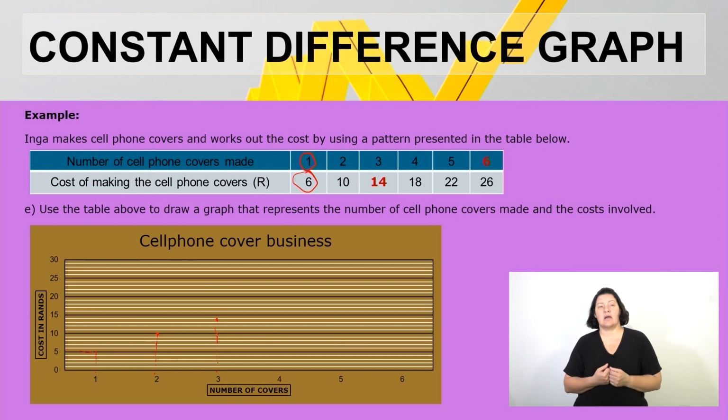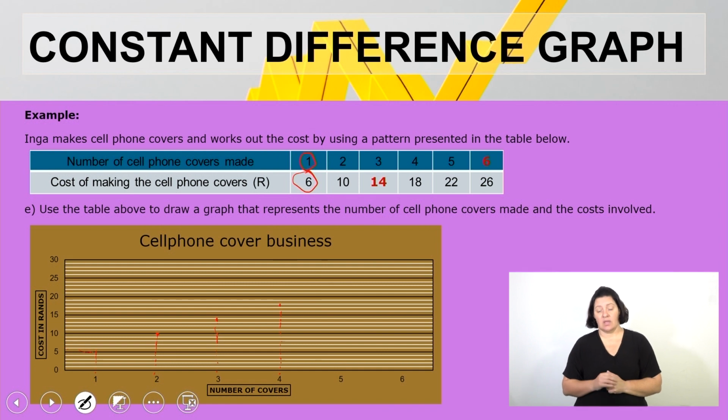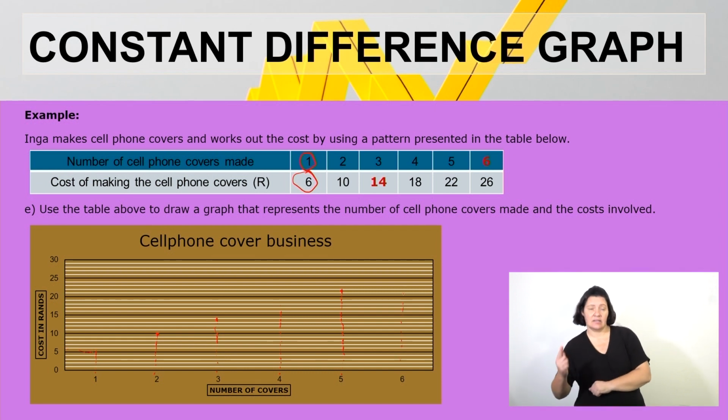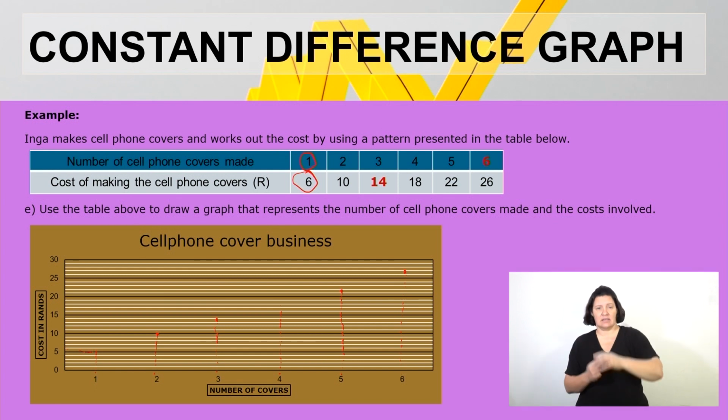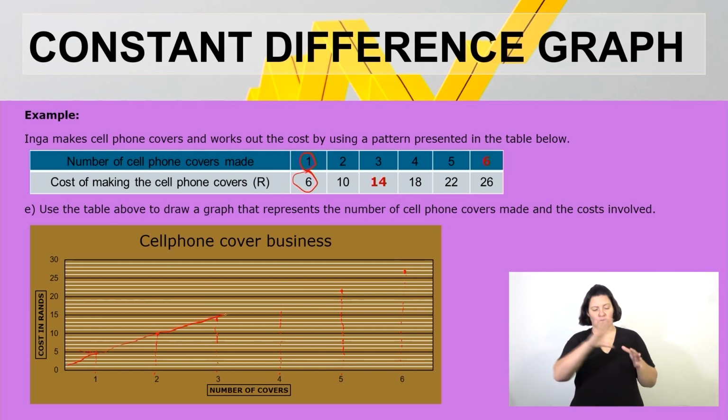If the number of cell phone covers is 4, it will cost Inga 18 rand. 18 rand is somewhere there. And then if 5 cell phone covers are made, it will be 22 rand. It goes there. If 6 are made, it is now 26 rand. You can even tell that it is increasing. Then we plot the coordinates. We join the dots to form an increasing line.